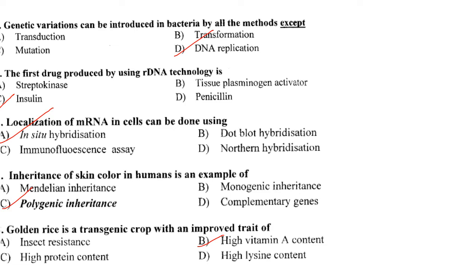Localization of mRNA in cells can be done using in situ hybridization. Answer is option A. Inheritance of skin color in humans is an example of polygenic inheritance. Golden rice is a transgenic crop with an improved trait of high vitamin A content. Answer is option B.